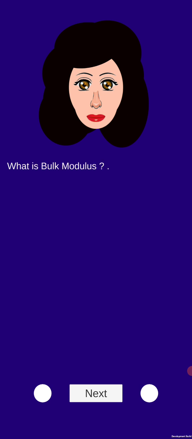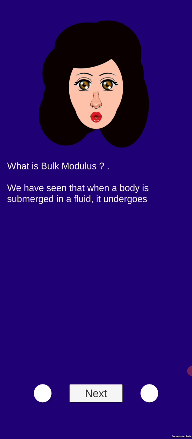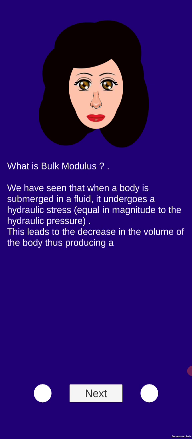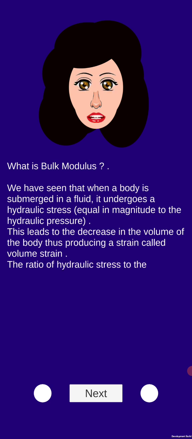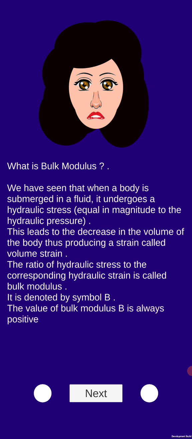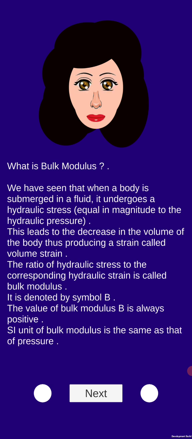What is bulk modulus? We have seen that when a body is submerged in a fluid, it undergoes a hydraulic stress equal in magnitude to the hydraulic pressure. This leads to the decrease in the volume of the body, thus producing a strain called volume strain. The ratio of hydraulic stress to the corresponding hydraulic strain is called bulk modulus. It is denoted by symbol B. The value of bulk modulus B is always positive. SI unit of bulk modulus is the same as that of pressure.